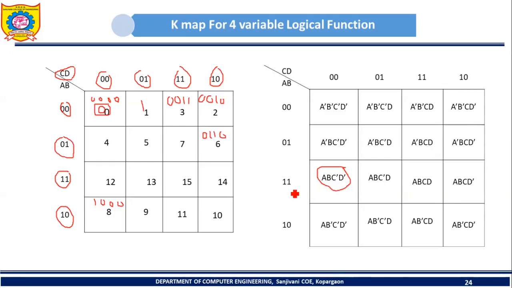Because for this cell, what is the input combination? A and B are 1 1, so that's why here I have taken AB, and C and D are 0 0, so that's why here I have taken C prime, D prime. Okay, now see, for this cell which is minterm ABCD, why is it ABCD? Because for this cell the value of AB is 1 1 and C and D are also 1 1. So that's why ABCD, right? In this way you can verify the other cells which are present in the 4 variable K-map. So this is about the 4 variable K-map.